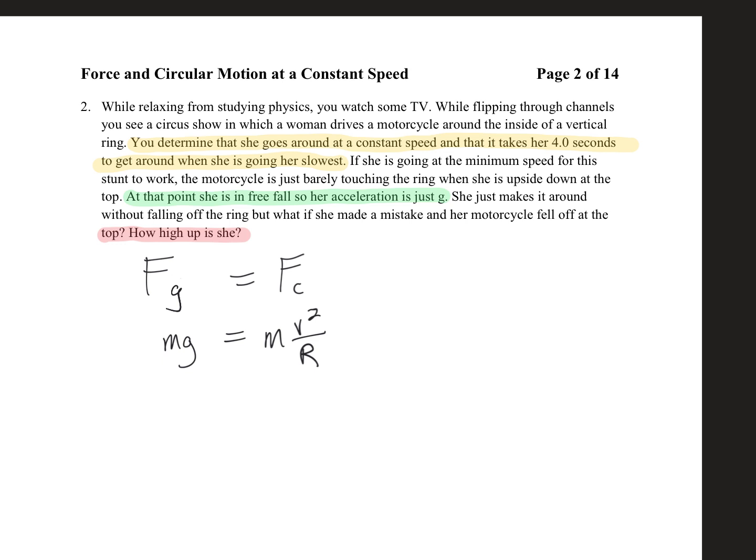I can go straight to some answers here. Now the nice thing here is mass, M-A-S-S, on both sides drops out, becomes irrelevant to this. And so all we have to do is solve for the radius, which is the height at that spot, and that's just going to be v squared over g. So the problem is, I don't know her linear speed.